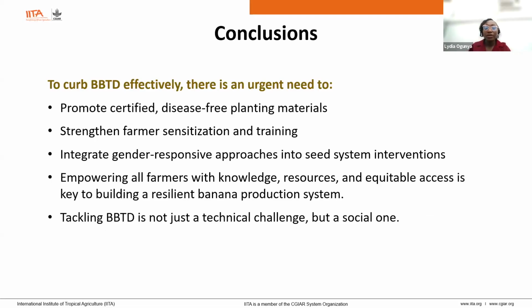In conclusion, to curb BBTD effectively, there is an urgent need to firstly promote certified disease-free planting materials, and also to strengthen farmer sensitization and training, as well as integrate gender-responsive approaches into seed system interventions, making resources available to farmers. Empowering farmers with knowledge and equitable access is key to building a resilient banana production system. Tackling BBTD is not just a technical challenge, but also a social one. Being a social one, it also translates to the environmental, moving on to the economy, and then the nutrition system.